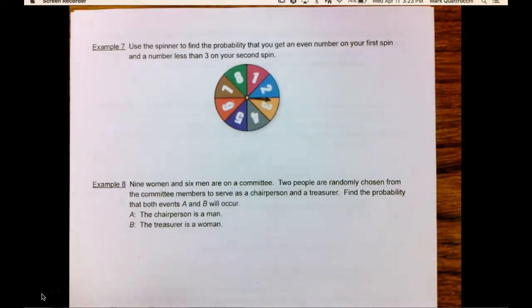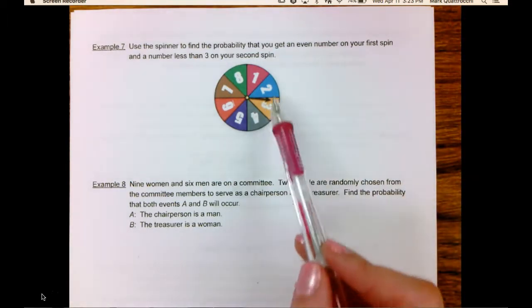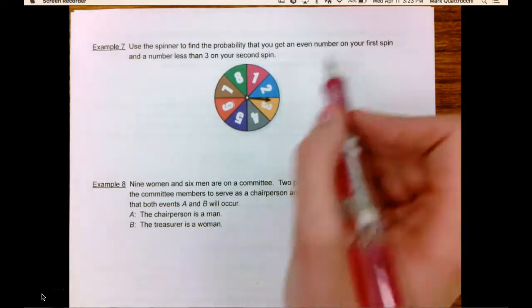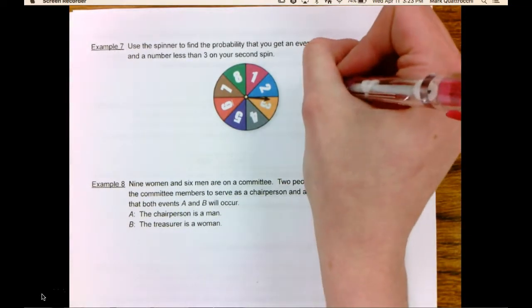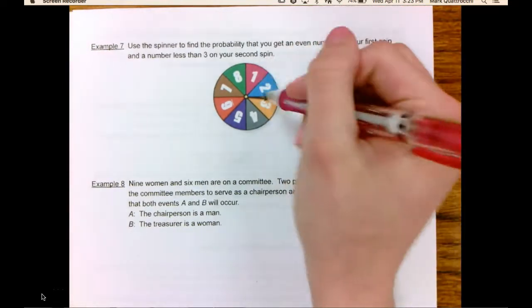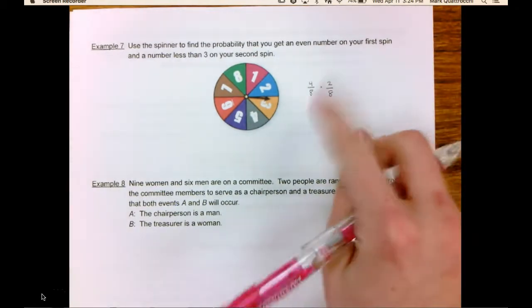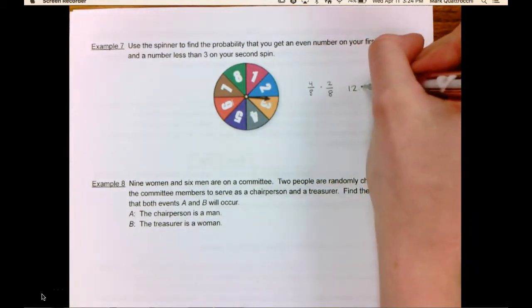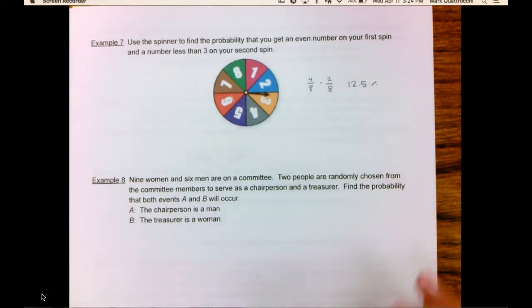Use a spinner to find the probability that you get an even number on your first spin and a number less than 3 on your second spin. These events are independent events because the spinner does not change in between spins. So the probability of getting an even number on your first spin, there are 4 even numbers, so 4 out of 8. And then a number less than 3, there are only 2 numbers less than 3, so 2 out of 8. When you multiply those together, you get 12.5% as the probability that you get an even number on your first spin and a number less than 3 on your second spin.